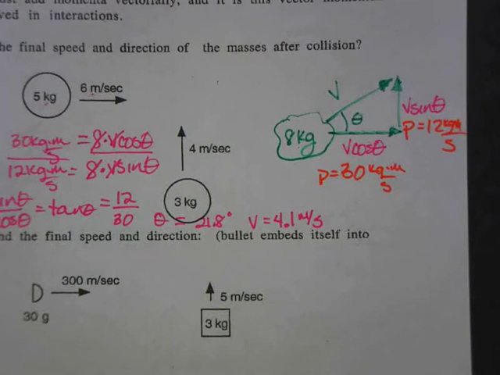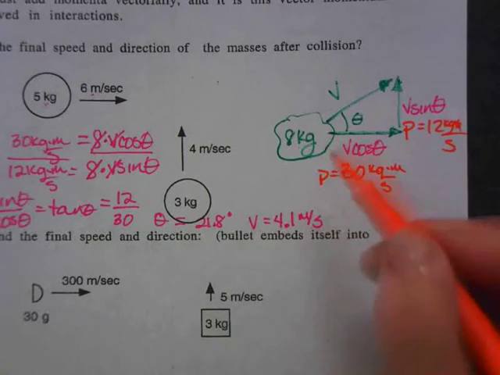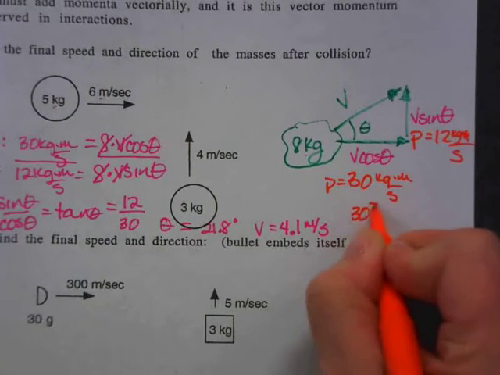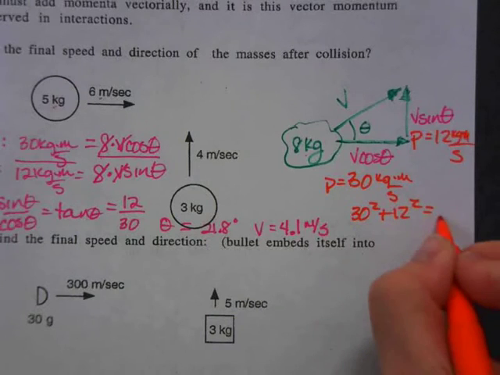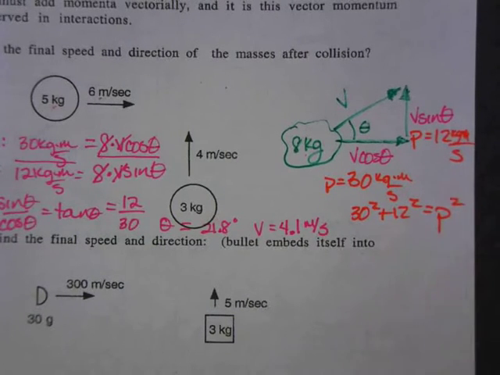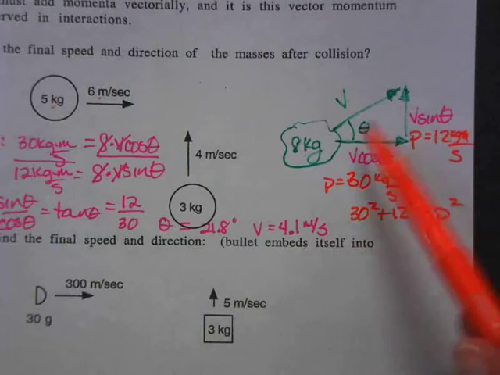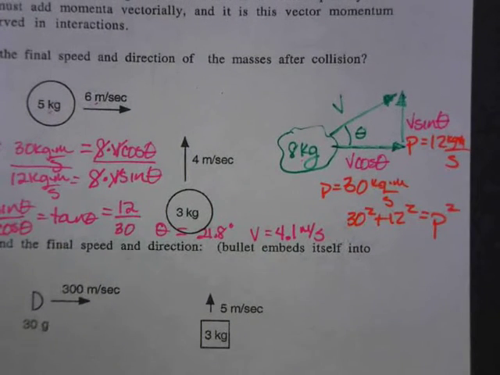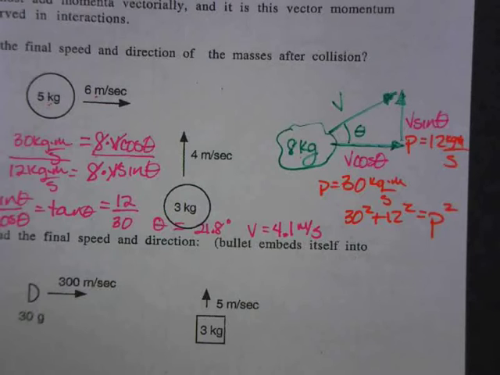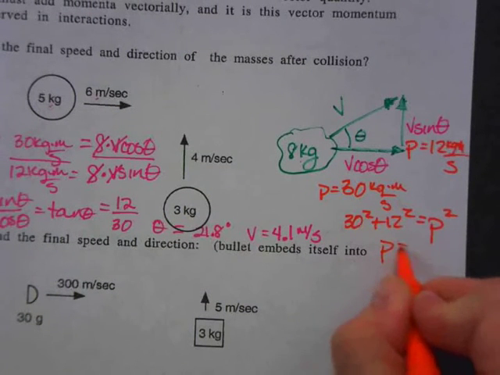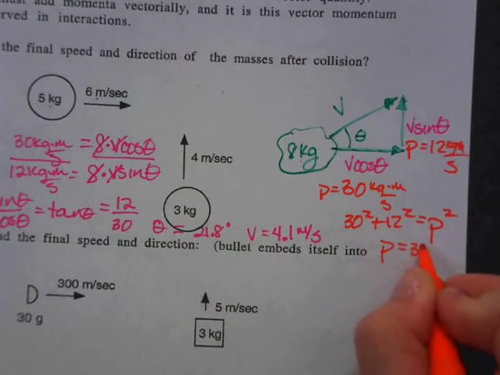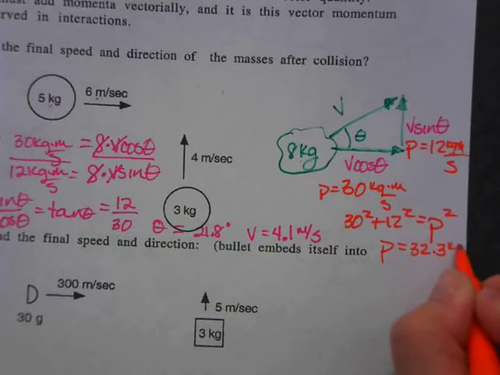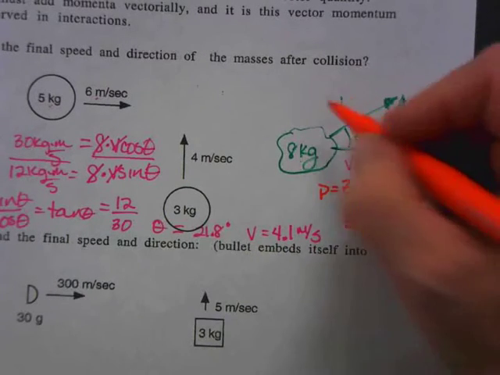Okay? So then we can just do Pythagorean theorem. 30 squared plus 12 squared equals the hypotenuse squared. I'm going to put P squared. It's momentum that we're solving for. It's not velocity. Okay? The resultant, or the hypotenuse, is about 32, so 32.3, keep an extra sig fig around, kilogram meter per second.